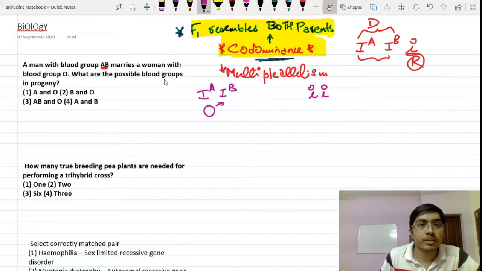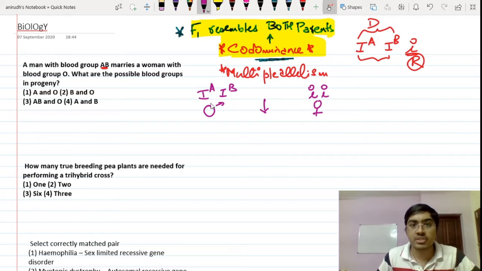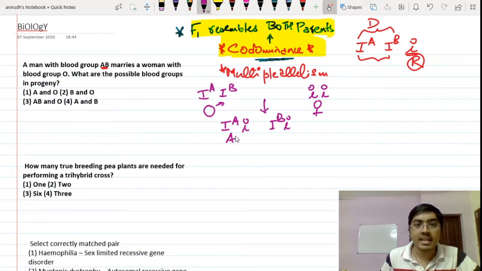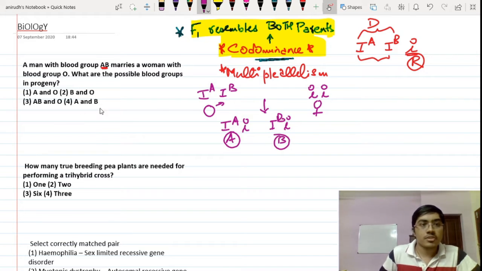What are the possible blood groups of the progeny? Let me write the progenies now. We'll combine in all possible permutations and combinations. So this can be IAi, IBi. Only these are possible here. This is blood group A and this is blood group B. So for this question, my answer is option number 4.